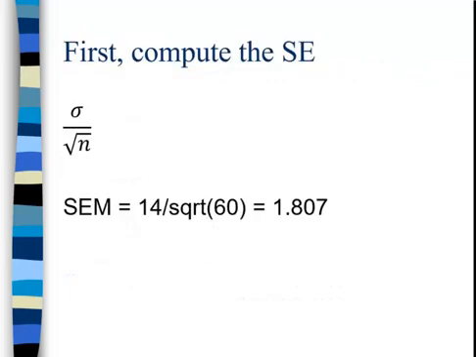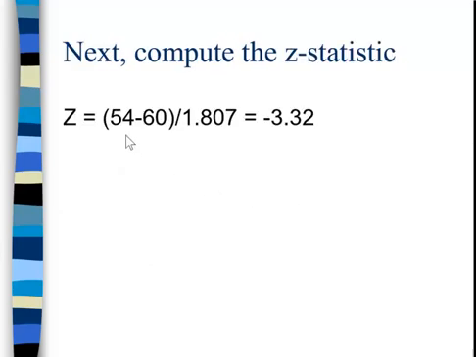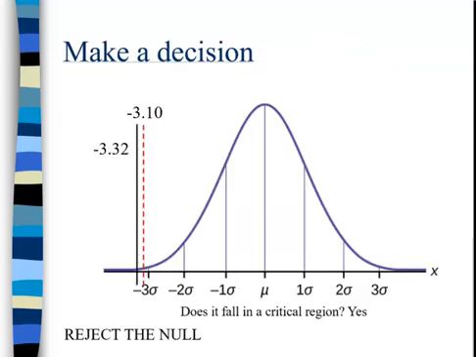If we compute the standard error of the mean, a standard deviation of 14 divided by the square root of 60, it gives us a standard error of the mean of 1.807. If we then compute the test statistic, we take the sample mean minus the population mean, divide that by the standard error of the mean, and we get a test statistic of negative 3.32. If we plot that into the distribution that we plotted earlier, negative 3.32 falls in our critical region, beyond this value of negative 3.10. So we reject the null. Increasing our sample size can also increase the likelihood that we would reject the null hypothesis.